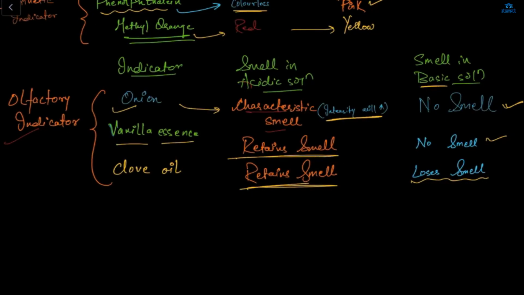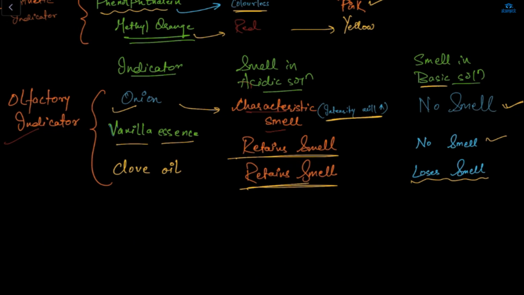Olfactory means your smell. So if you are taking onion, the smell in the acidic solution, the intensity will be very high. Means the smell of onion will be very high. But in the basic one, there won't be any smell.